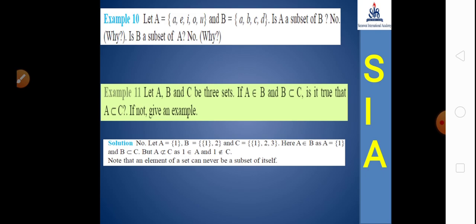Yes, students, your answer is A is not a subset of C, because every element of A is not present in C. Here A is given in curly brackets, not the only one given. So an element of a set can never be a subset of itself.